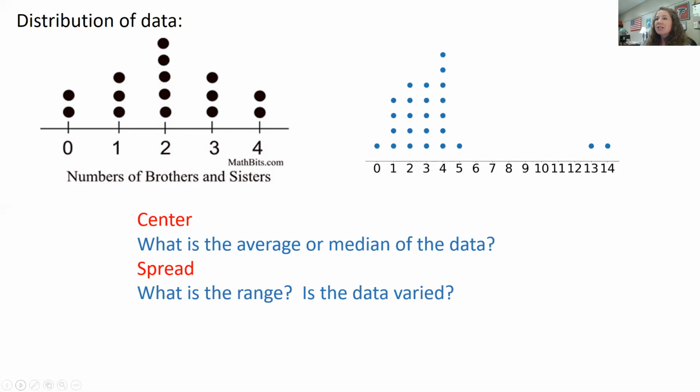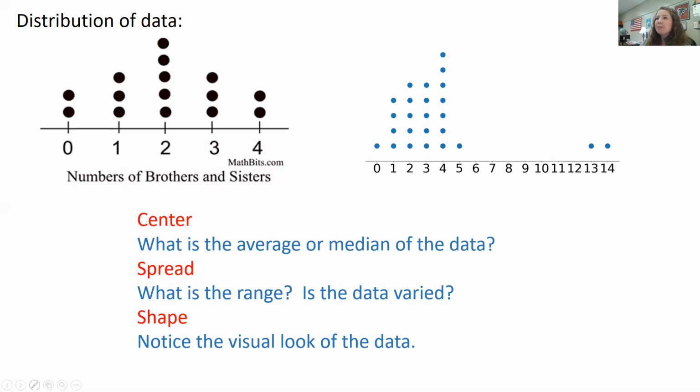If we're talking about how spread out data is, we can see it clearly from these graphs that the data on the right is much more spread out. It has a larger spread than the data on the left. One way is to find the range. You take the highest number, in this case it's 14, and you subtract from it the lowest number. So the range here is 14. The range on this graph is only 4. So the data is much less varied on the left.